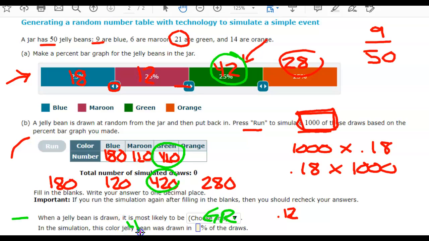So down here, we've got 420. Okay? That's it for the section. Good luck on your homework.